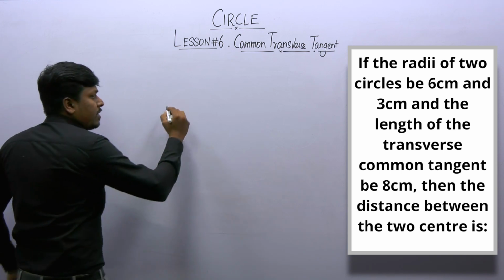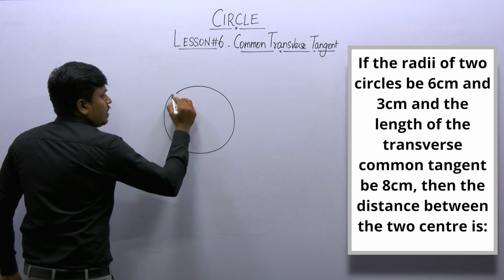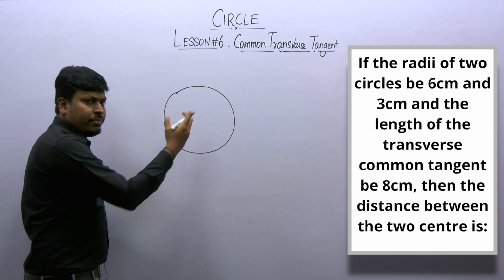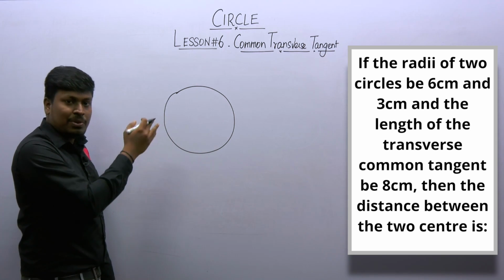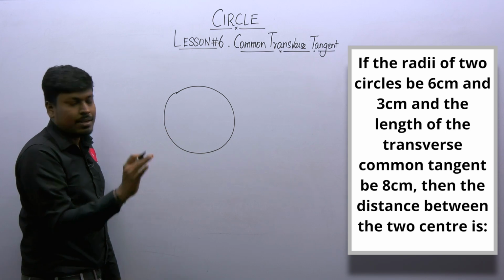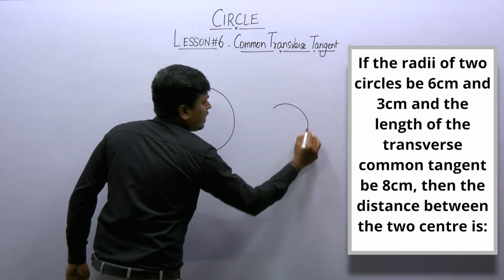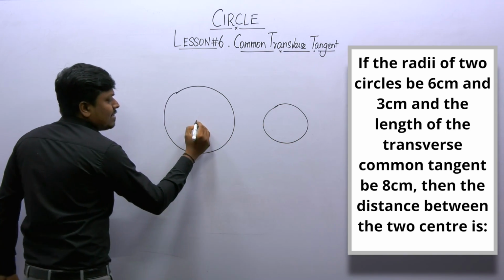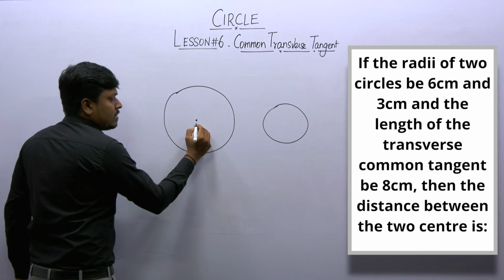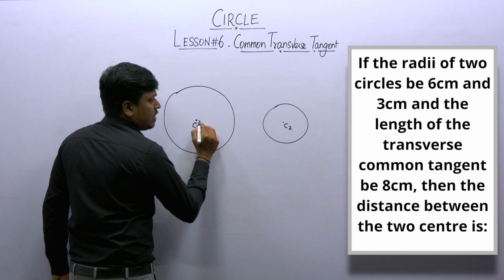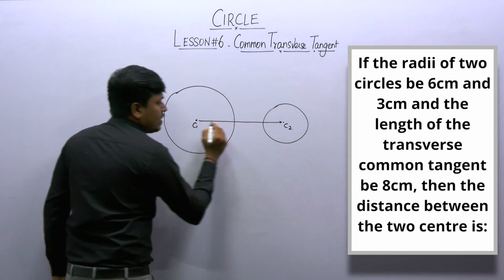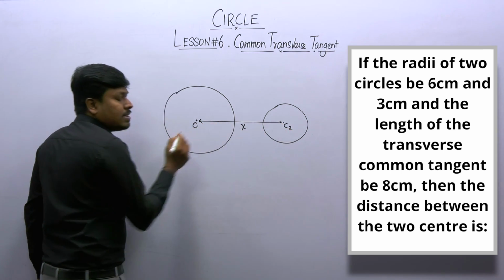So similarly, let me draw the diagram initially. It is not always required, right? If you practice more questions, then you can directly solve by using a formula or by the traditional method. Only while practicing, draw this diagram, okay? So the first circle has a radius of 6 centimeter and the second circle has a radius of 3 centimeter. Our target is to find the distance between the centers.